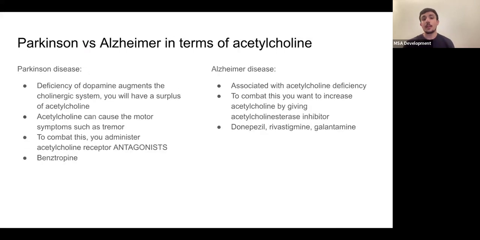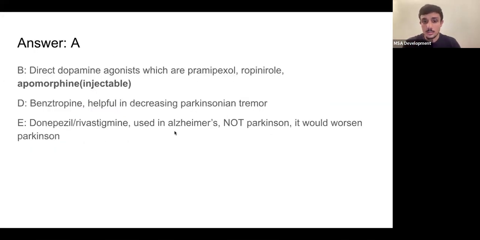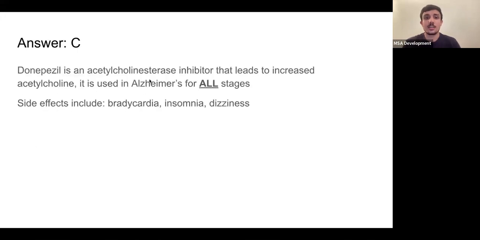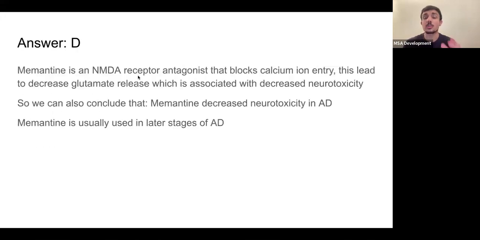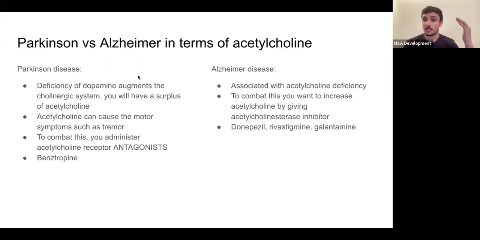Now, a very, very important thing I want to elaborate on is the role of acetylcholine in Parkinson versus Alzheimer. This is extremely important to you because this is how they trick you. This is a place where there can be conflicts between two diseases that are similar and how they trick you. Remember how we said in this question, acetylcholinesterase inhibitors in Alzheimer? Let's focus on Alzheimer first. It's associated with acetylcholine deficiency. So you want to give something that will increase acetylcholine. So how can you give that? You treat it with these medications.